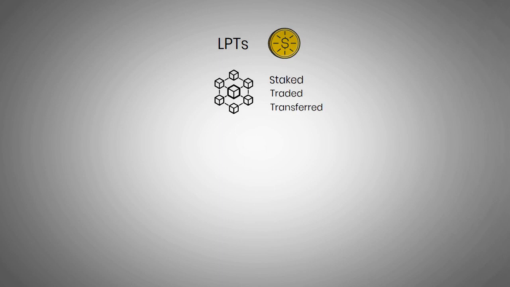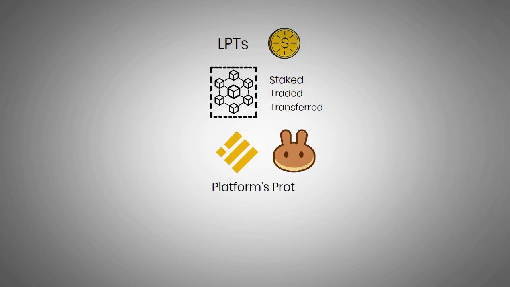Considering LPTs have the same properties as other tokens of the blockchain they run on, they can be staked, traded, or transferred to different protocols of the identical blockchain. For example, a BNB BUSD LPT can be staked on PancakeSwap to earn the trading platform's protocol token, Cake.